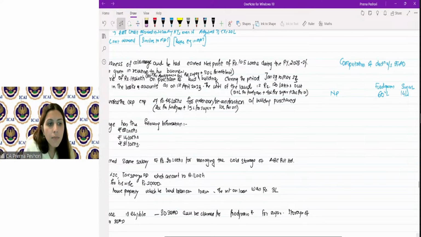Then secondly, what will be the deduction? First is the expenditure in relation to the business, the capital expenditure of 190 lakhs. Whether you will get that or not? Yes, the expenditure on the capital. So capital expenditure of 80 lakh for the food grains and 60 lakh for the sugar. Will you get that?